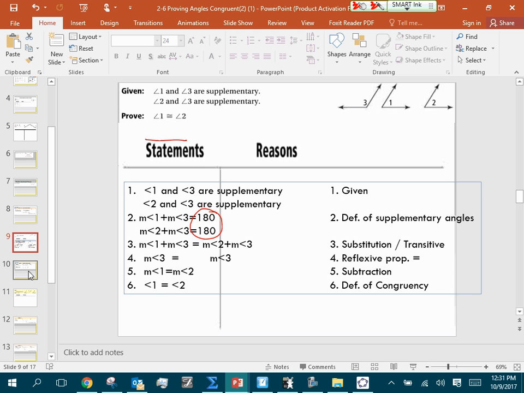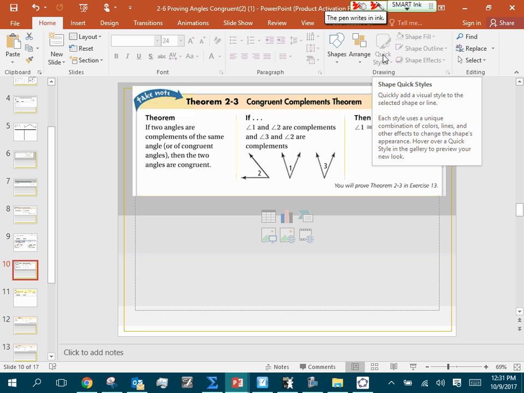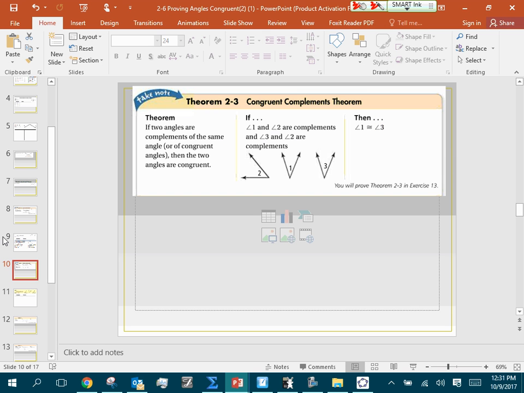So if you understand one of those theorems, the hope is you understand the other one. And that's what happens a lot of times whenever we have a theorem about supplements. There is usually a corresponding theorem that goes with complements as well. So if two angles are complements of the same angle, then they're congruent to one another.